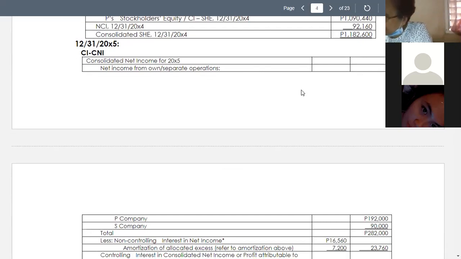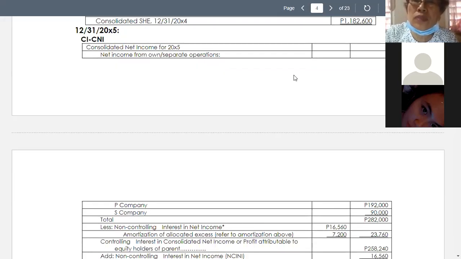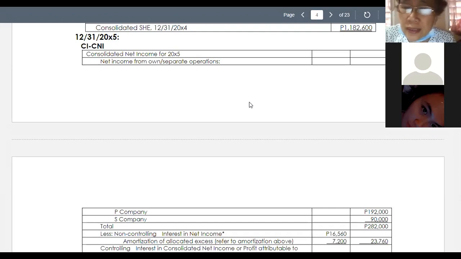So we now refer to the next year. P company, given we have the consolidated net income for P company and S company. By the way, we can find this in the next solutions. Then we have the controlling interest in net income of 16,560. Then we have to reflect your 7,200. The amortization table and the one that we showed in solution 1B, 7,200. So we now get the amount of the total net income allocated to the non-controlling interest of 23,760.